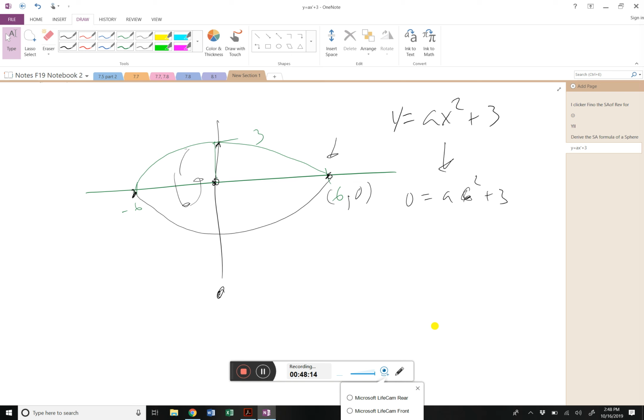Is it an ellipse? It's not an ellipse, but you could try approximating this curve with an ellipse. A circle is just a special case of an ellipse.